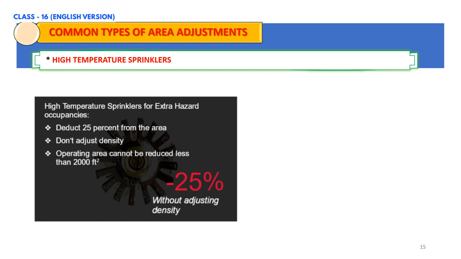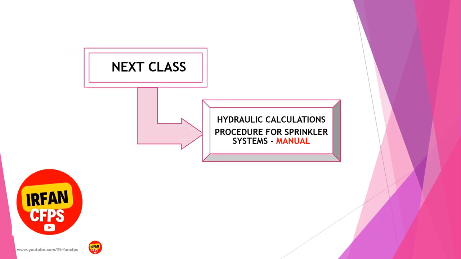I hope you understood today's class, in which by using area density curves, we have determined the total water demand and total volume of water required. So in our next class, we shall discuss the hydraulic calculations procedure for sprinkler systems in great detail by considering a small example.